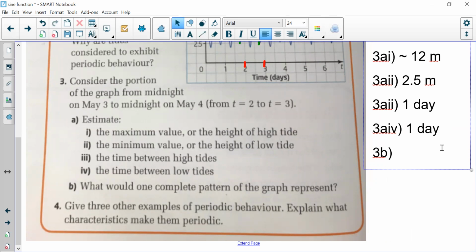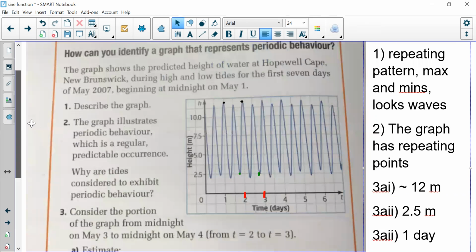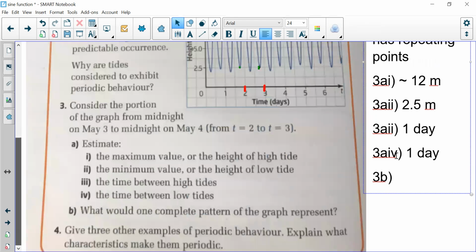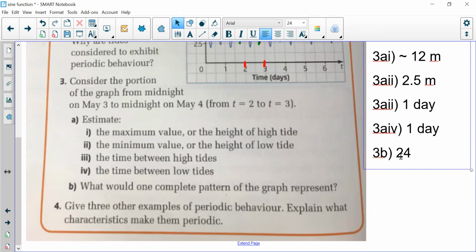So they're asking you pretty much for a cycle here. What does a cycle represent? 24 hours, yeah, or 1 day. If you looked at the whole graph, Makai, then that would be a week, because it goes for about 7 days there. So that would be good if they asked you for the whole graph.